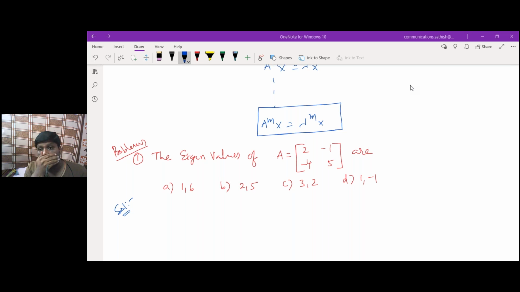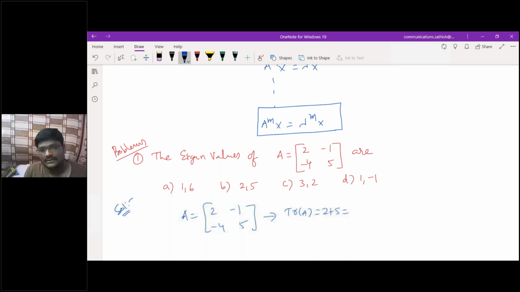Yeah, I told you that first, for a given matrix, they gave the matrix capital A, which is [2, -1; -4, 5]. Trace of the matrix is 2 plus 5, which is 7. Determinant of A is what? 2 times 5 is 10, minus 4, which is 6. Am I correct?